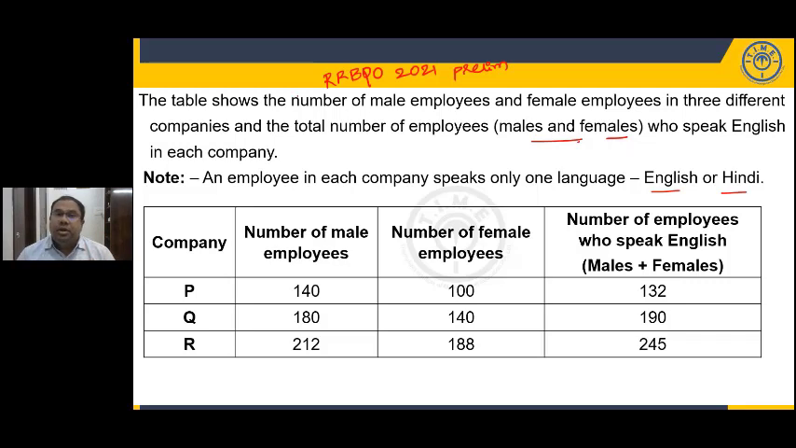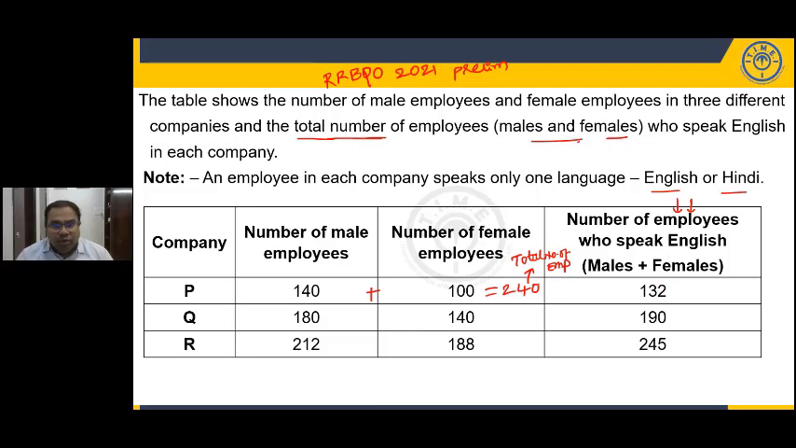Right? Now, friends, 2-3 observations here. 140 plus 100, if I add males plus females in P, it should be 240. What is this 240? Total number of employees. How do you know it is the total number of employees? That is given in the data when you read this here: three different companies, total number of employees, males and females. So his meaning is, if you add males and females, you'll get the total number of employees. And this last column is the number of employees who speak English, males and females together. It is not only males or only females, it is a combination of males and females who speak English.